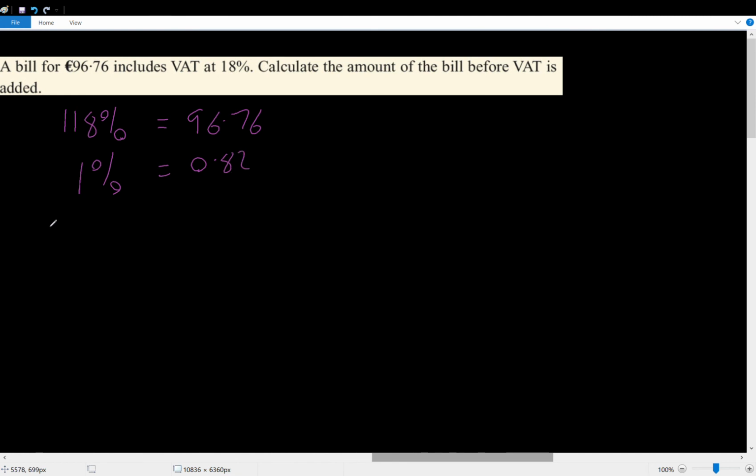And now we're just going to find 100% by multiplying both sides by 100. And in this case, we're going to get €82. So the price of this bill before VAT was applied was €82. And that is that.